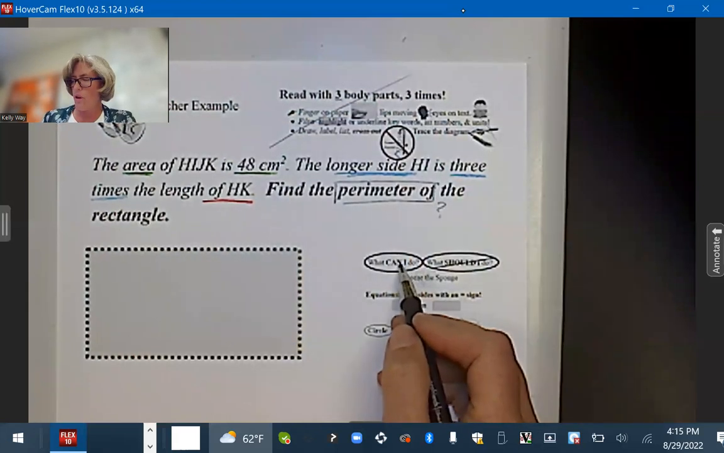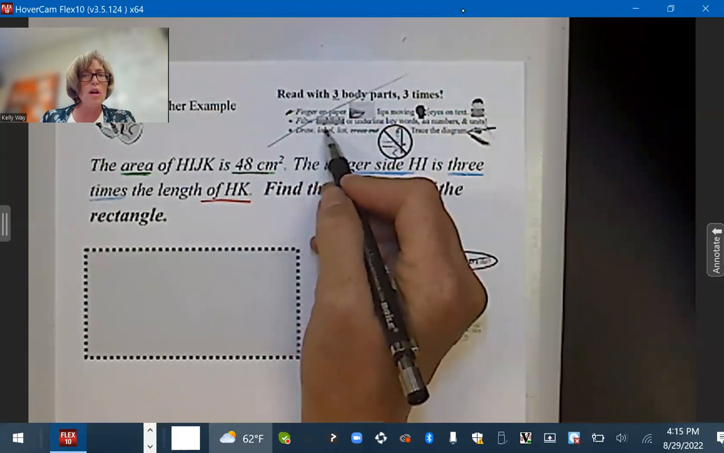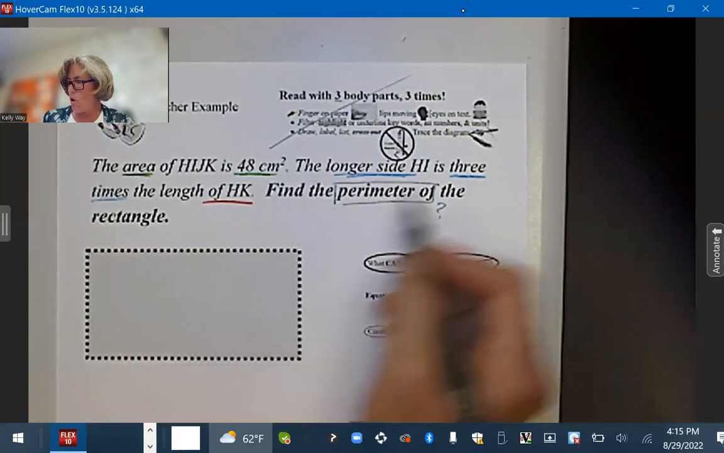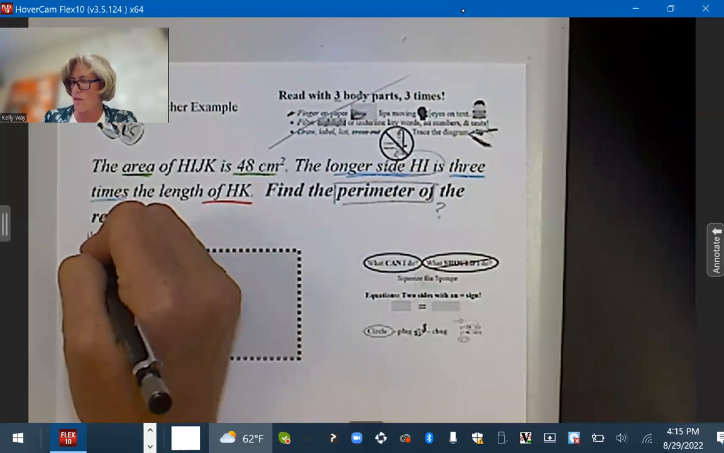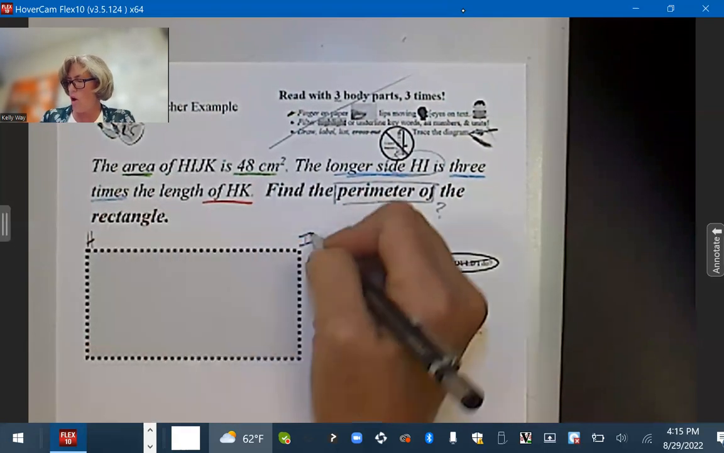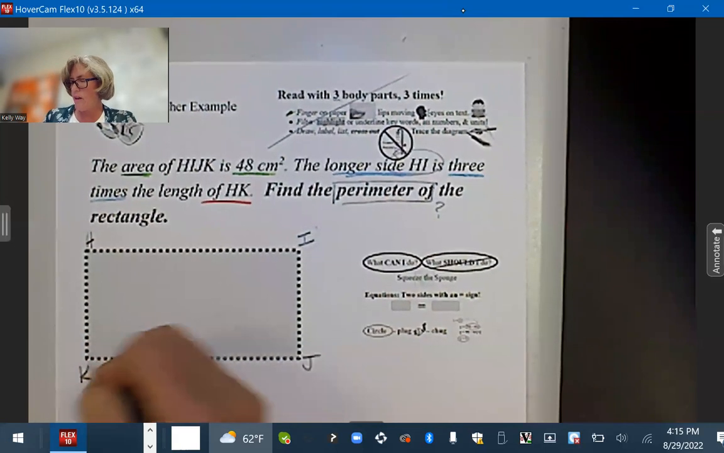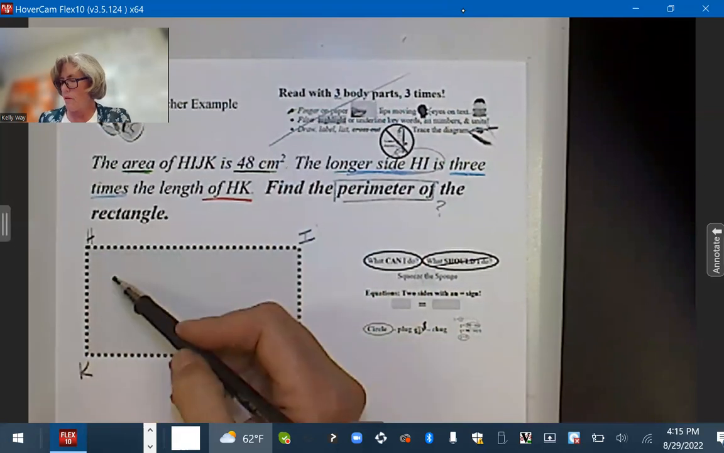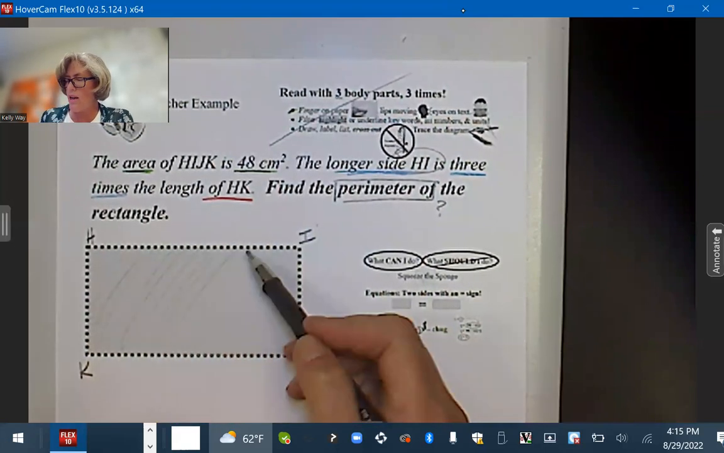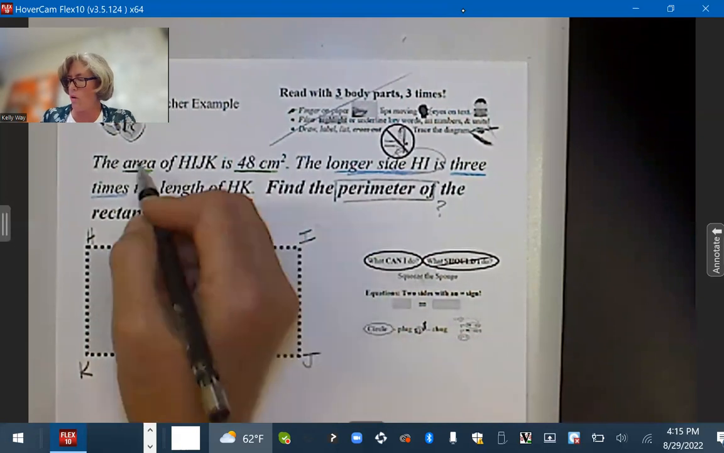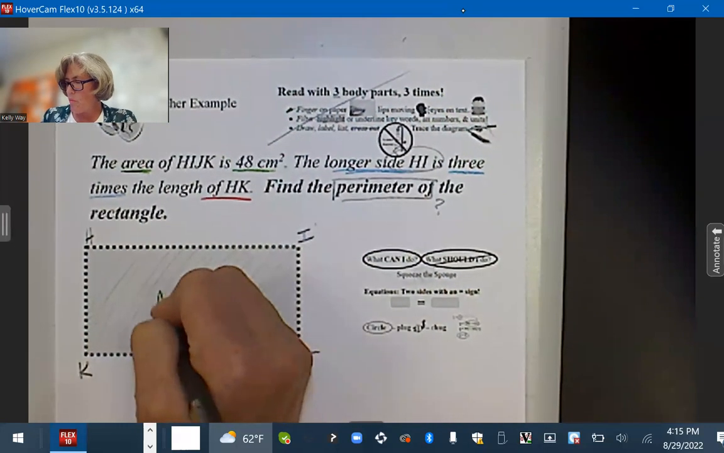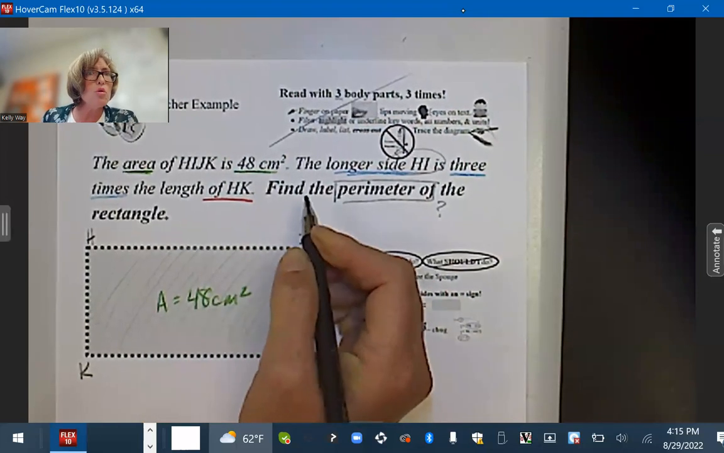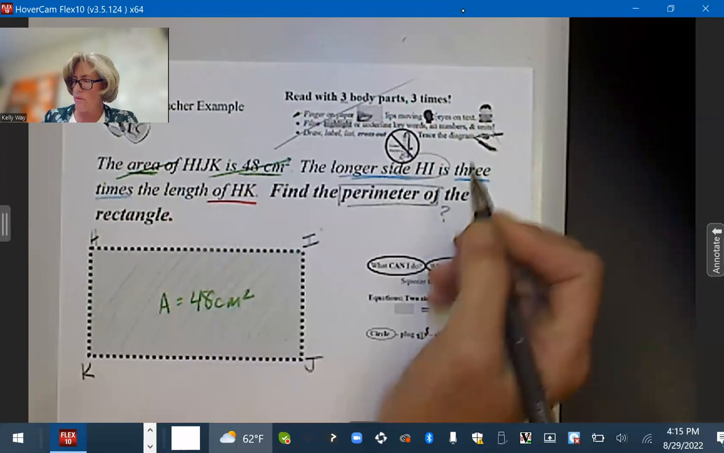Now we ask ourselves, oh, we're not quite done. Draw, label, list, cross out. So here we start drawing. Longer side, HI. So HI, longer, J, K. Now we start labeling stuff. I shade area. Always shade area. We're going to put it right in the middle to represent area. You cross it out as you do it.